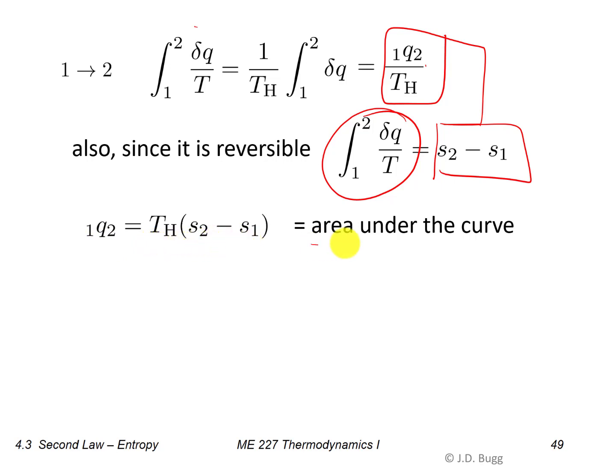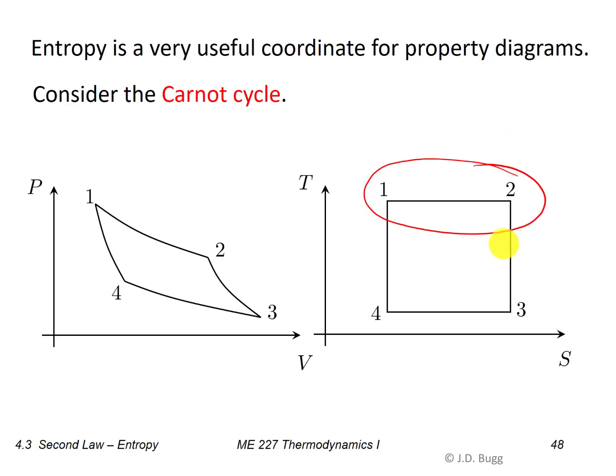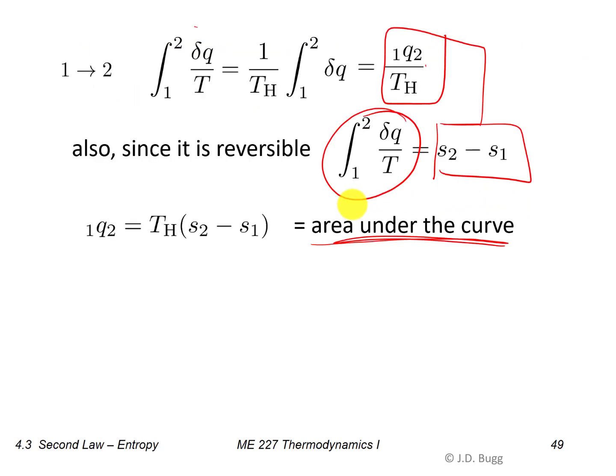Well, notice that's just the area under the curve on the TS diagram. So we go back and look at this. TH is the height of this rectangle, and S2 minus S1 is the width of this rectangle. So that heat transfer that we've calculated there is the area underneath this line. And notice it'll be positive because S2 is bigger than S1, so S2 minus S1 is a positive number times TH, which is also positive. So the area under the curve on a TS diagram is heat transfer. Remember, the area under the curve on a PV diagram is work. So it has that same characteristic that the area under the curve tells us something. In this case, it tells us the heat transfer.